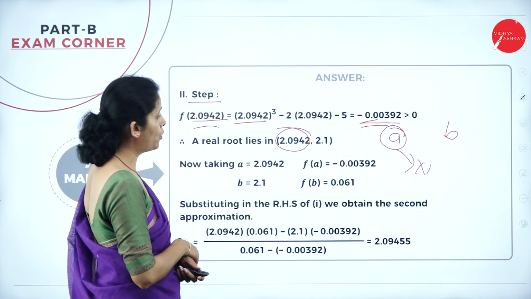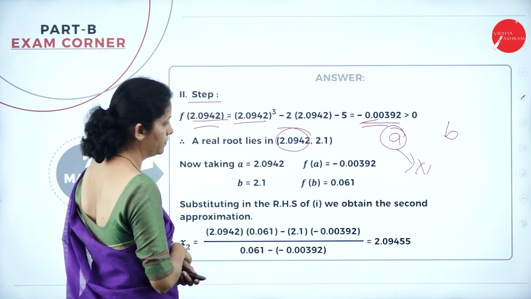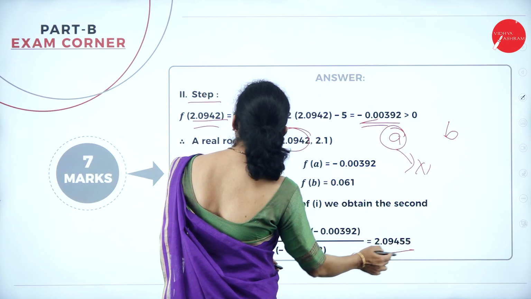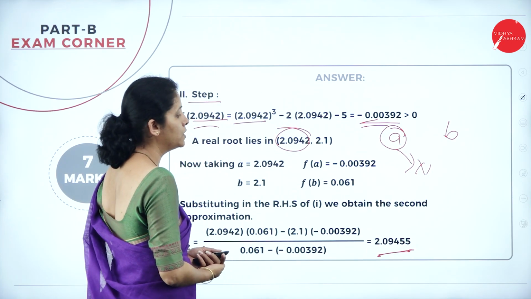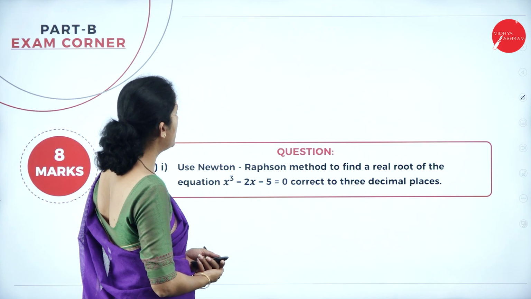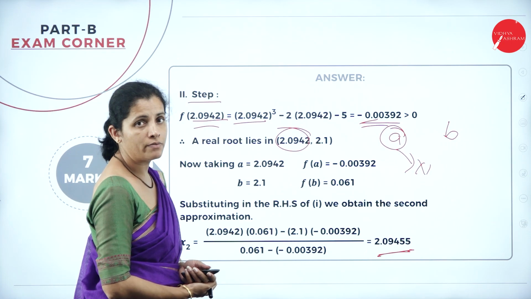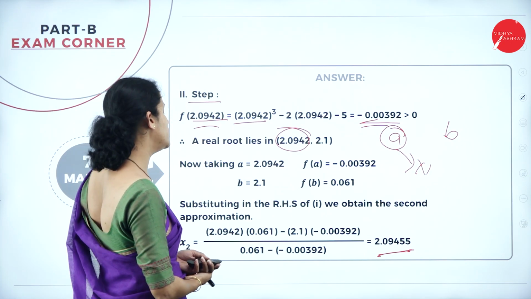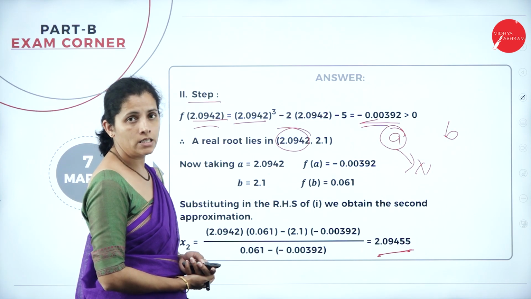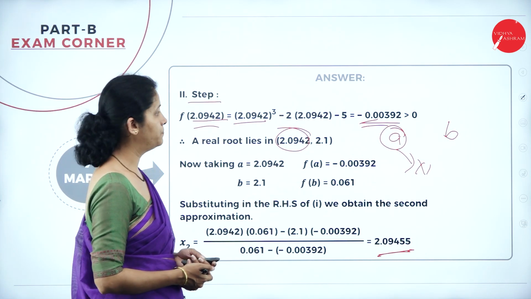2.0942, 2.1, and I am going to start substituting. So dear students, see here, I am getting once again the same answer, that is 2.09455. And I'm going to stop the iteration here itself, because in the question they mentioned that when I'm getting 3-digit decimal values, I want to stop the iteration.